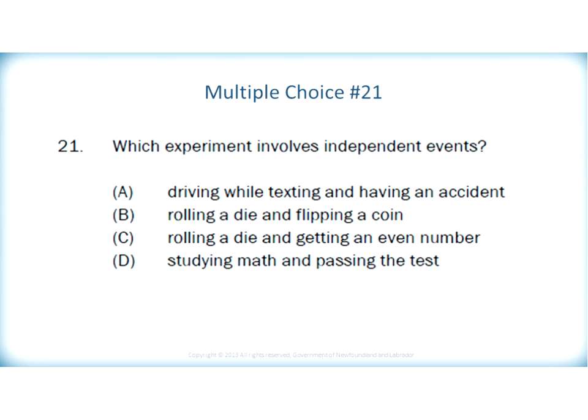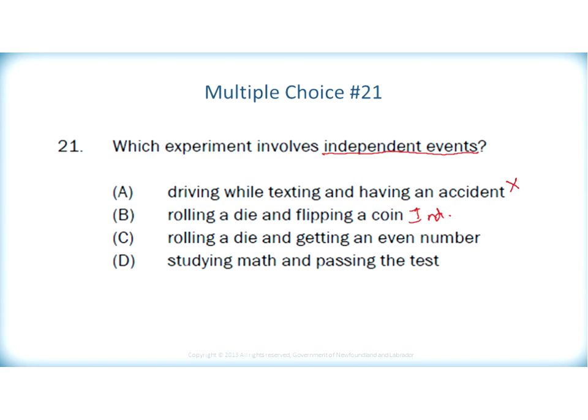Which experiment involves independent events? If you recall, independent events are 2 events where the probability of one event does not affect the probability of the other. Driving while texting and having an accident, the probability of one happening will affect the probability of the other. Rolling a die and flipping a coin. These are definitely independent events.